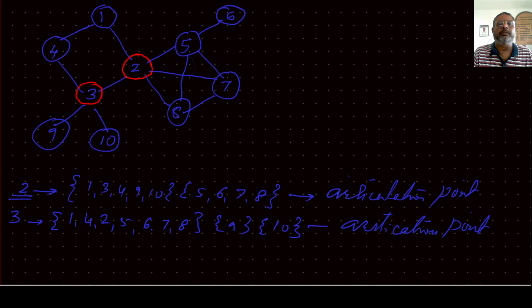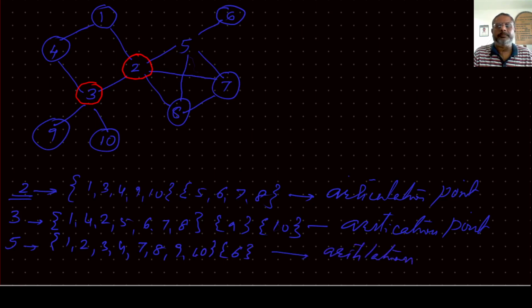Okay, let me continue. Coming to node 5, what would happen if node 5 is removed? Then yes, again we have a problem. When node 5 is removed, all others except 6 will be part of one component: 1, 2, 3, 4, 7, 8, 9, 10 are one component. 6 gets separated as another component. So that's another articulation point. So 5 is an articulation point.